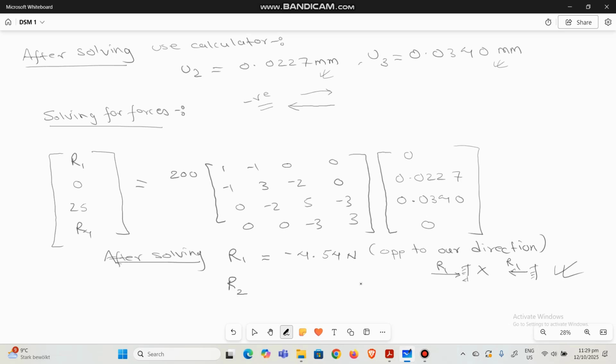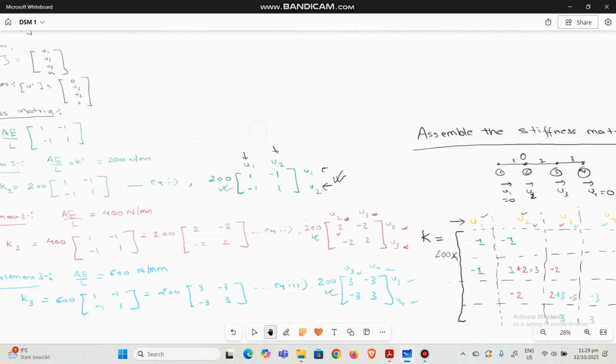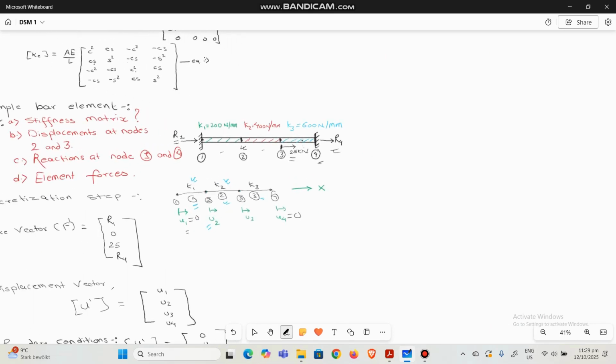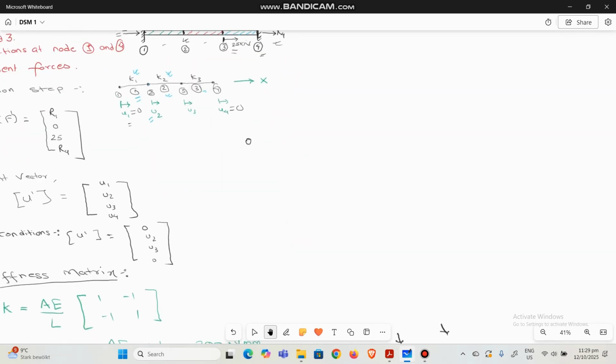And then reaction, sorry, not 2, it's 4, the last one, is minus 20.4 Newton. That also means that for this, which direction did we choose? We chose, I think, this direction, but it turned out no. The correct direction is this one. If you look at this figure where we did this one, we said reaction was in this direction, but it was wrong. It turned out to be in exactly the opposite direction.